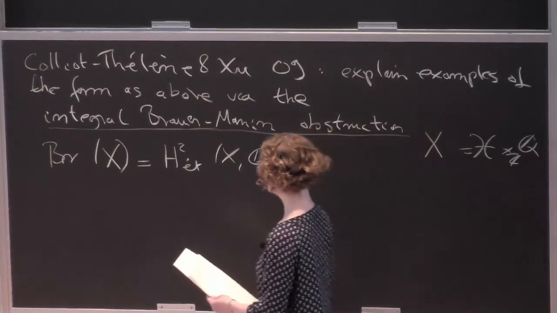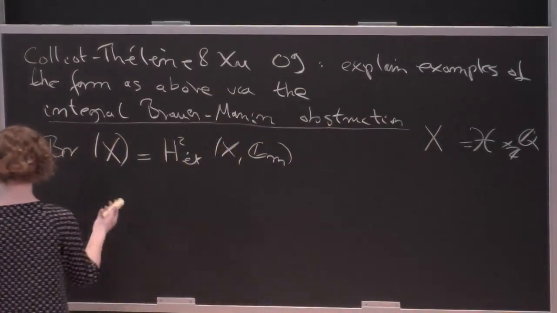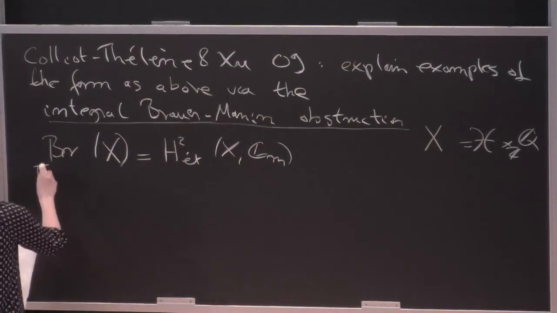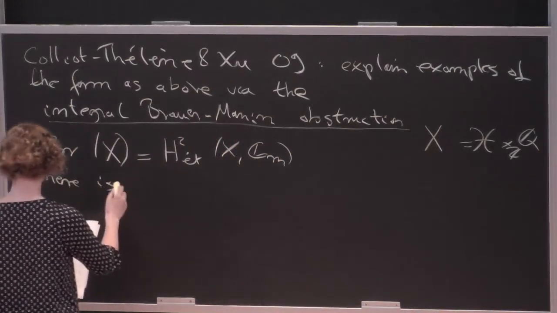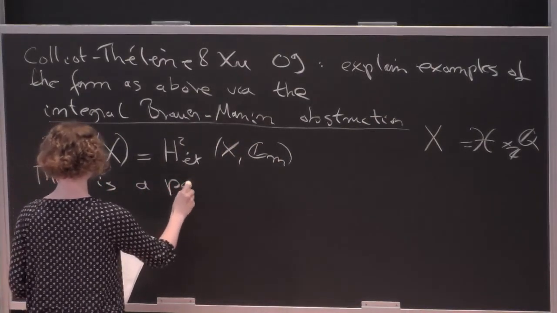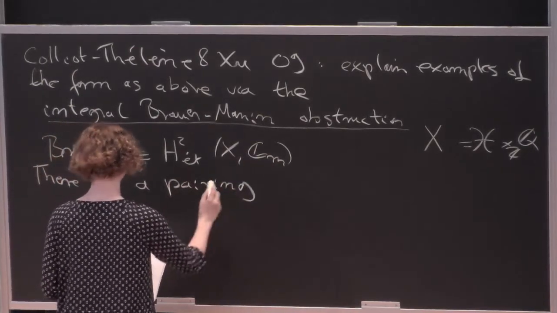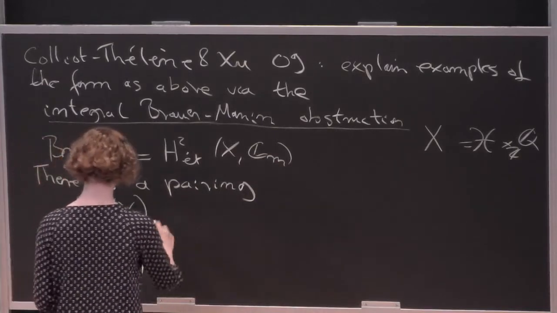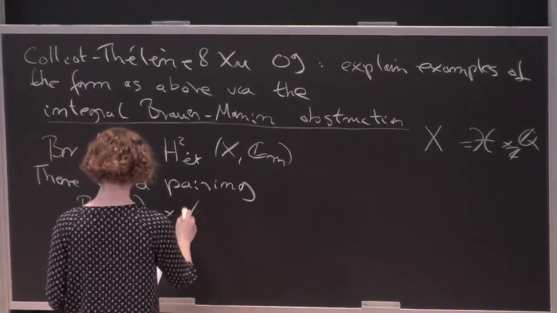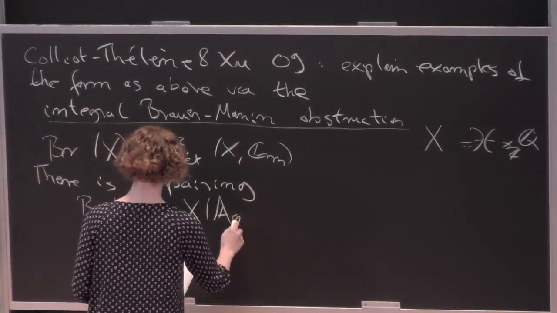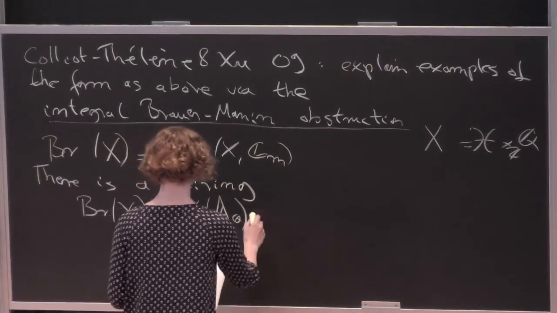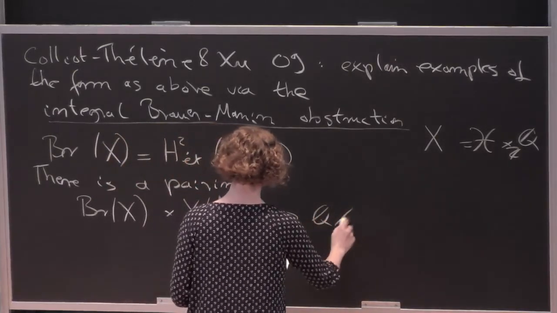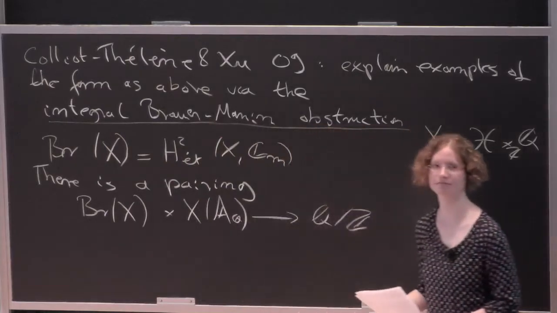What is important for us right now is that there's a pairing between the Brauer group and the adelic points, the so-called Brauer-Manin pairing. You have a map which takes an element in the Brauer group of X, and on the other hand an element in the adeles of X, and maps it to Q modulo Z.